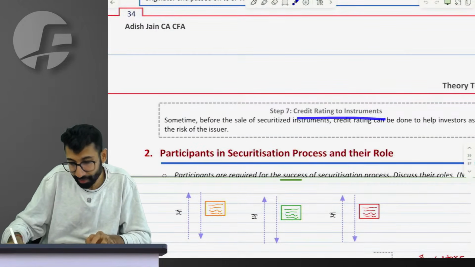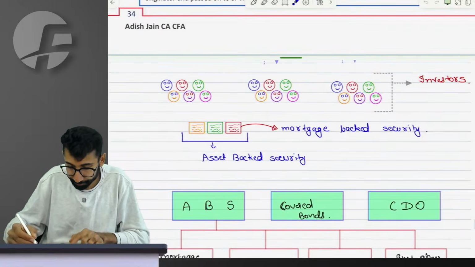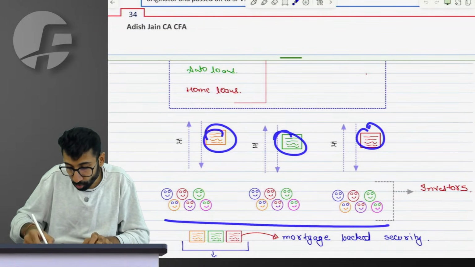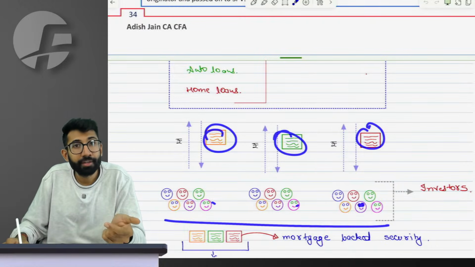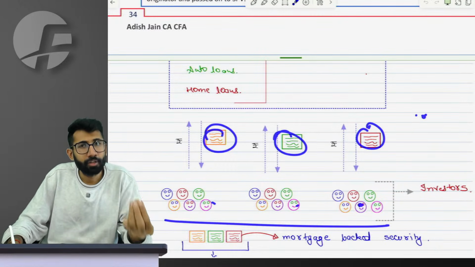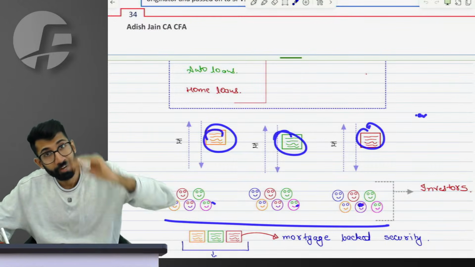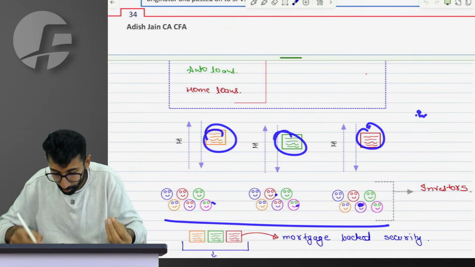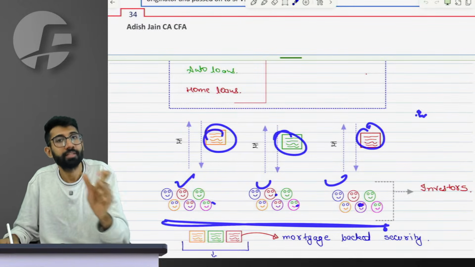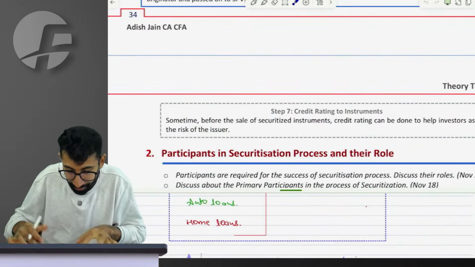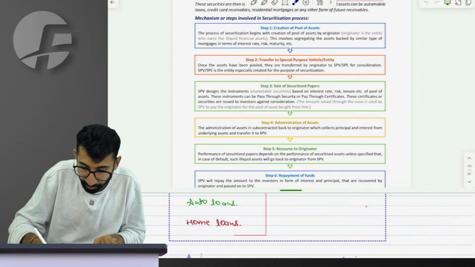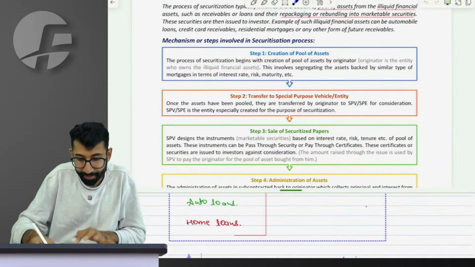Then is credit rating of the instrument. These instruments, these fixed income securities which are issued to these investors, are actually credit rated, given the credit rating by agencies like CRISIL or ICRA, whether the securities have high risk or low risk, and accordingly the investors are able to decide whether we should invest in this security or not. This is the entire mechanism. I hope it is clear. Creating the pool of assets, please summarize it with me.